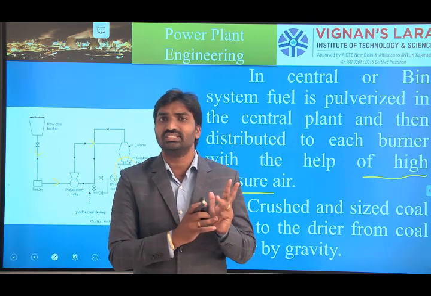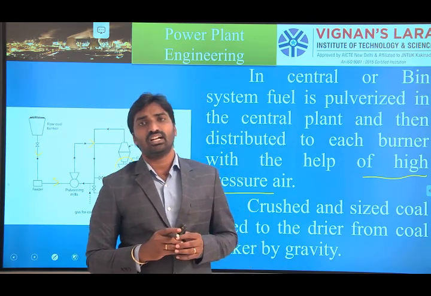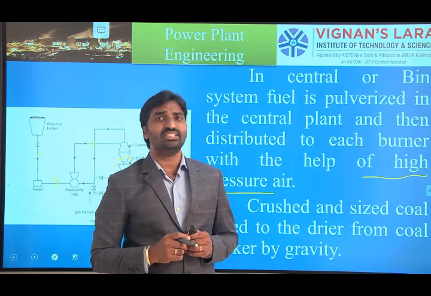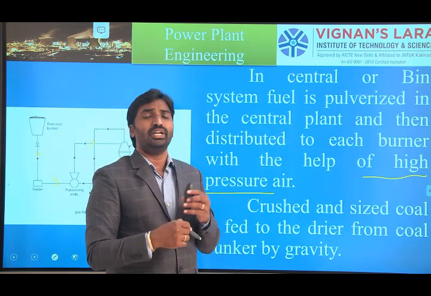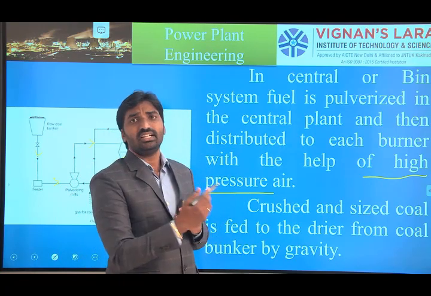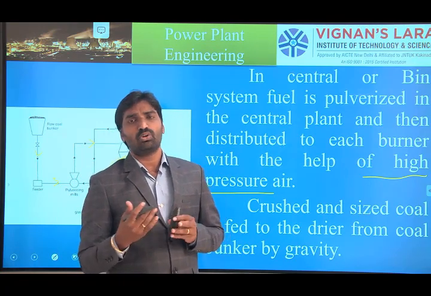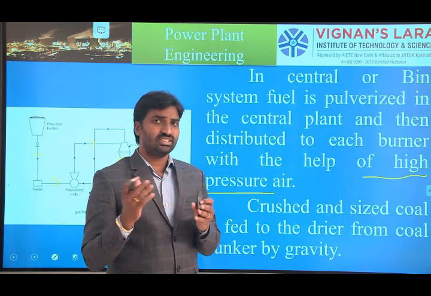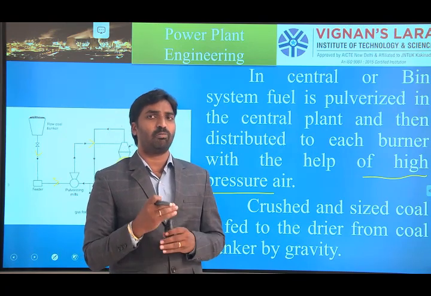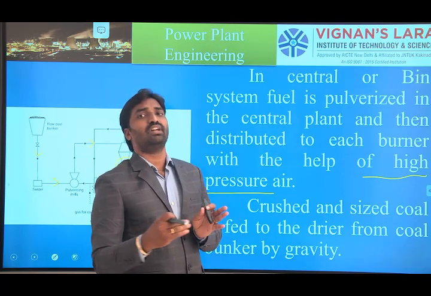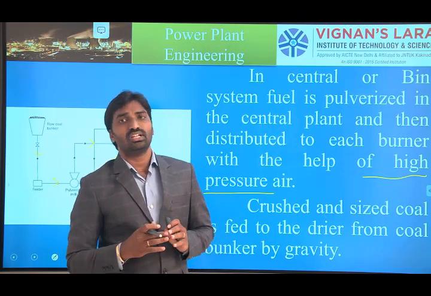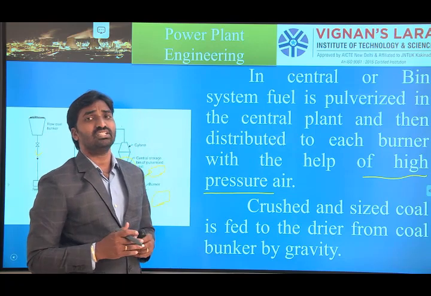One is the unit system, and the second one is the central bin system. In a unit system, the coal is pulverized in one unit, and in the case of a central bin system, the coal is pulverized in a single unit at the central level of the entire power plant, and from that we can supply the coal powder to the different furnace points. Okay, so these are the two important pulverization methods.